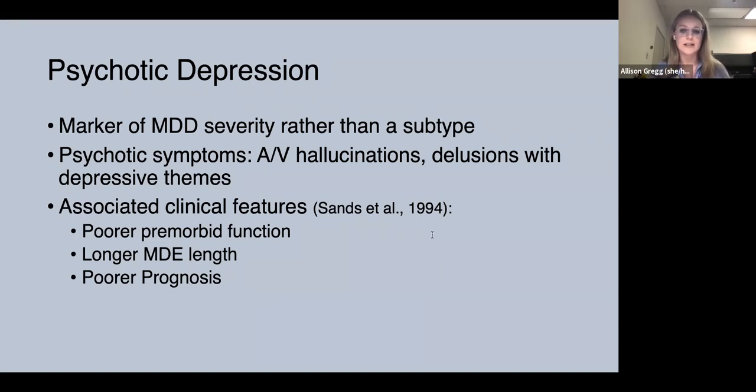Various studies have really suggested that adults diagnosed with psychotic depression tend to be older. They tend to have poorer premorbid functioning, longer major depressive episode length, and also greater likelihood of future psychotic depressive episodes, as well as poorer prognosis. So we see this impacting a lot of aspects of their functioning in this way.